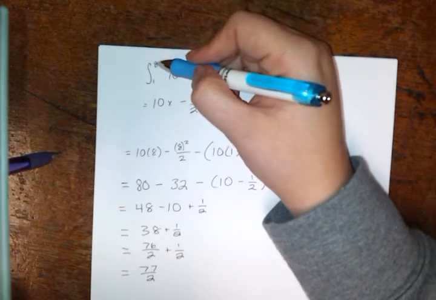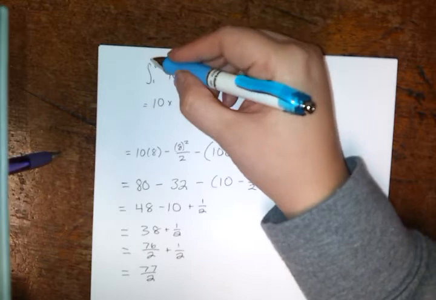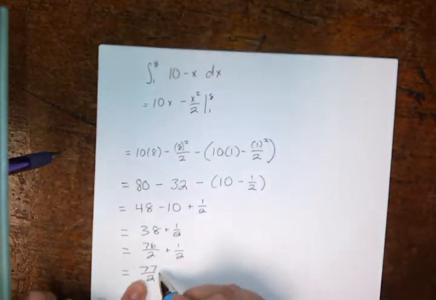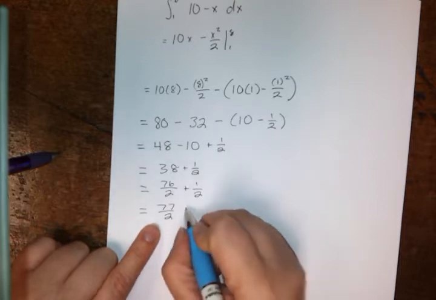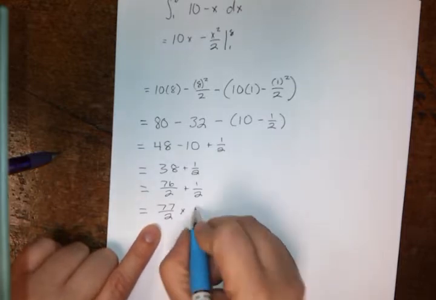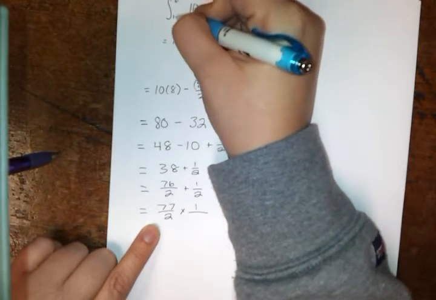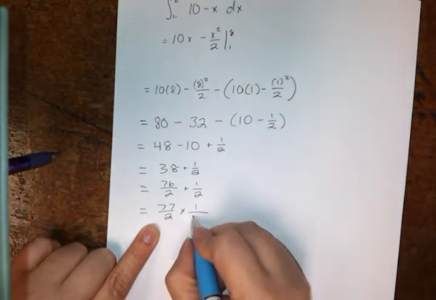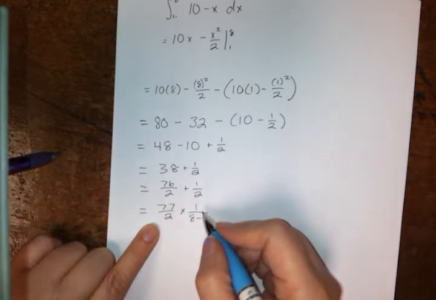And the way that you find what you need to do here is whatever your answer is down here. So in this case, we've got 77 over 2. To get the average value, I need to multiply that by 1 over this number minus this number. So 1 over 8 minus 1. Okay, that's going to give me the average.